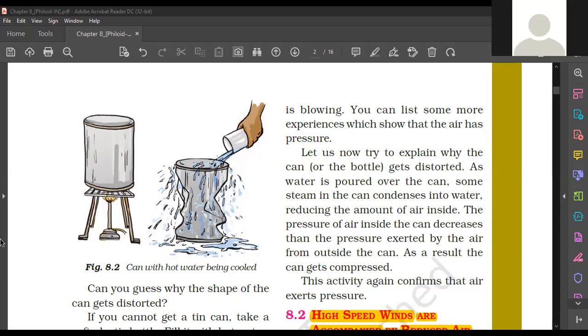Whether the shape of the water bottle will change? Yes, sir, it will change. Because when you pour out the hot water from the water bottle, some steam, some water vapor, will be there inside the water bottle. So when you keep the plastic bottle under the cool water, whatever steam is there inside the water bottle will convert into water. So the air pressure difference will come inside the water bottle. Due to the pressure difference only, it will change the shape. Clear now?